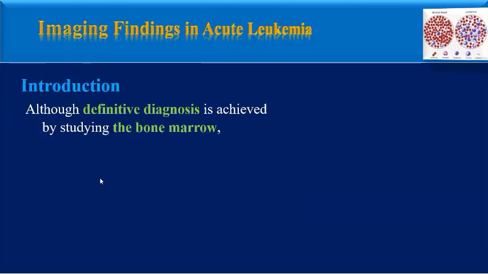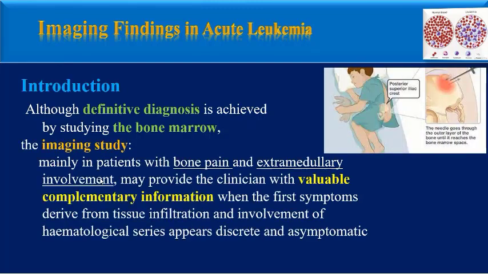Although definitive diagnosis is achieved by studying the bone marrow aspiration, the imaging study, mainly in patients with bone pain and extramedullary involvement, may provide the clinician with valuable complementary information when the first symptoms derive from tissue infiltration and involvement of the hematological series appears discrete and asymptomatic.